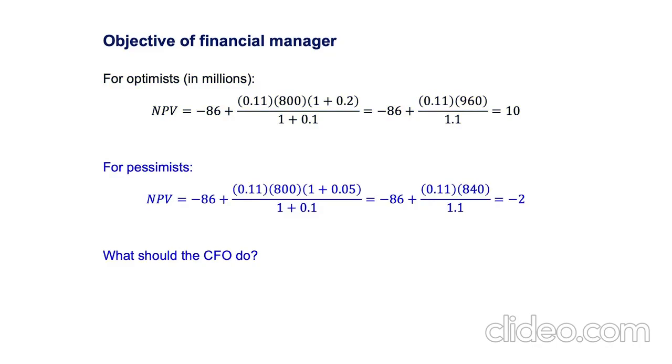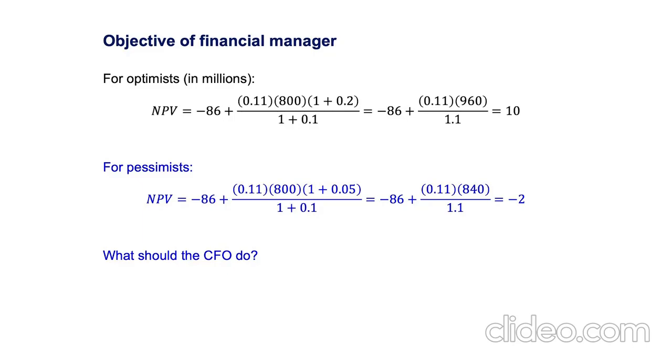For pessimists, the NPV is computed similarly, except the growth rate for the gold price is expected to be 5%. So the NPV will be minus 86 again, the production cost, plus the expected future sales from gold, discounted at the 10% cost of capital. If you finish the calculation, we get minus $2 million, which clearly goes against reopening the mine.